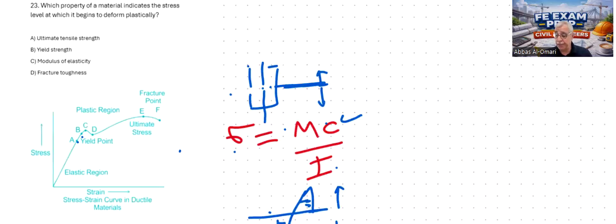Now, beyond point A, at point B, the material starts to deform plastically. So if the loading is removed, there is still going to be strain. So point B, the yield point, is the point at or beyond which the material will start to deform plastically. So it is the yield strength, B. The correct answer is B, yield strength. Now, next question.